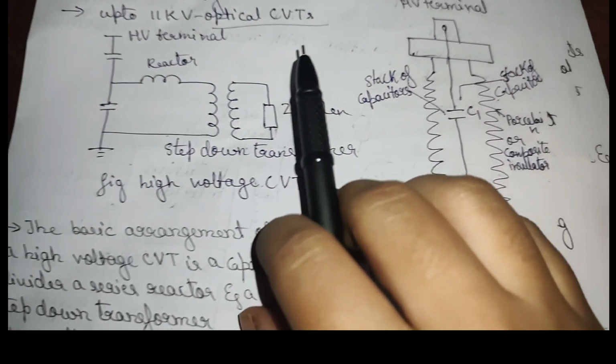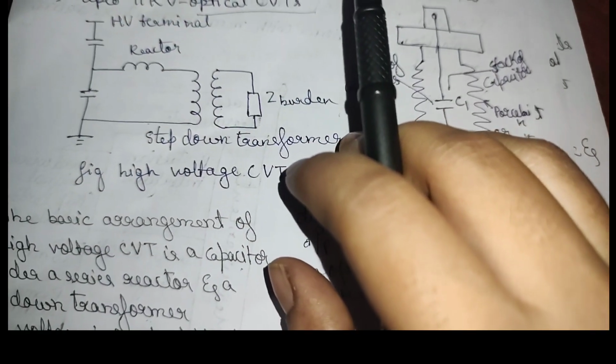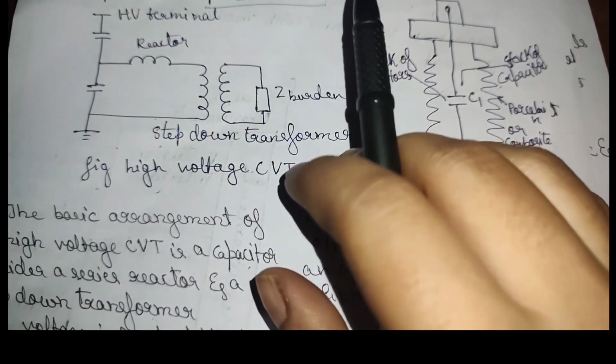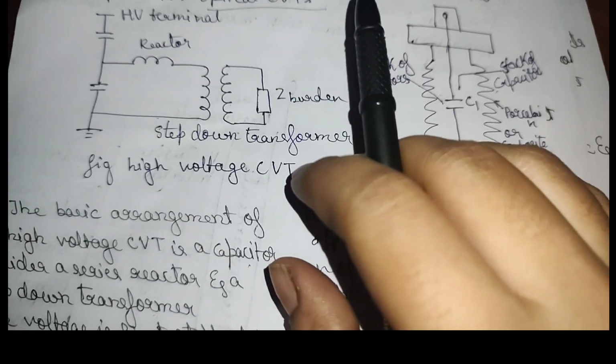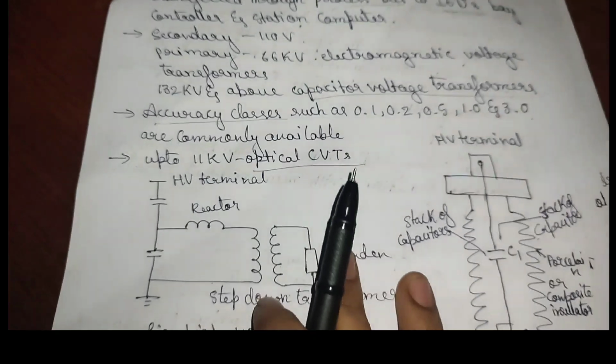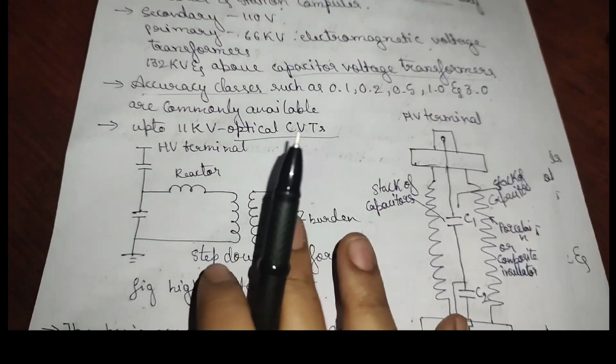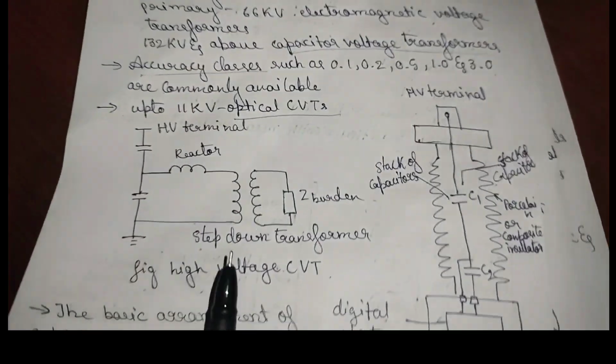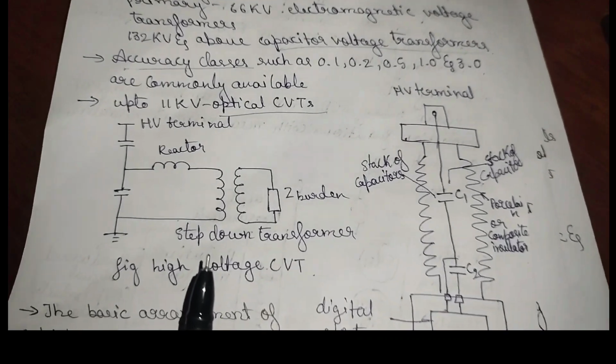They ask a question like this: explain about the CVT and CT. If they ask both, then this is enough for 5 marks, and the CT is also 5 marks.